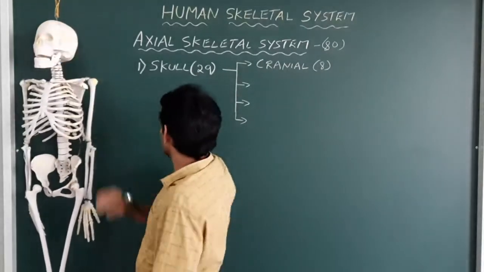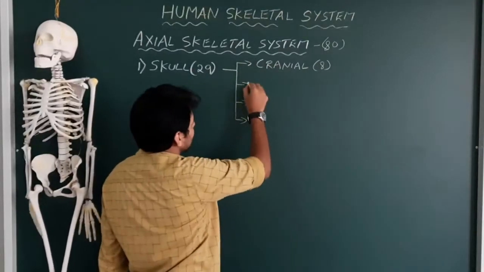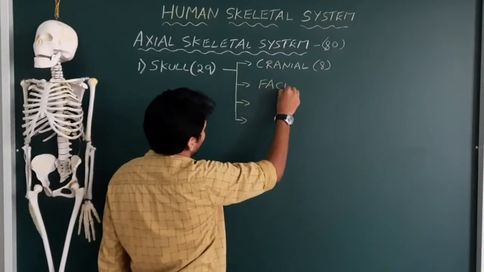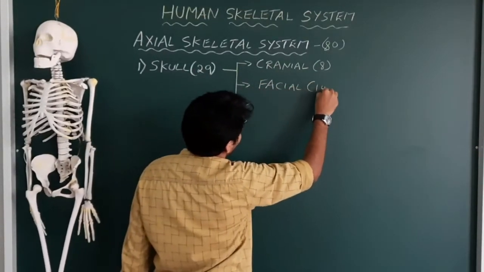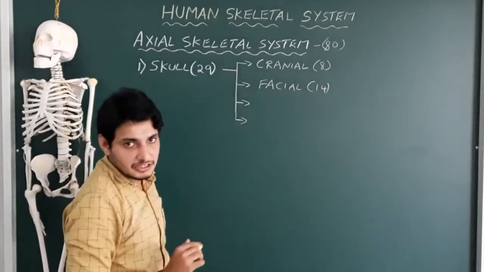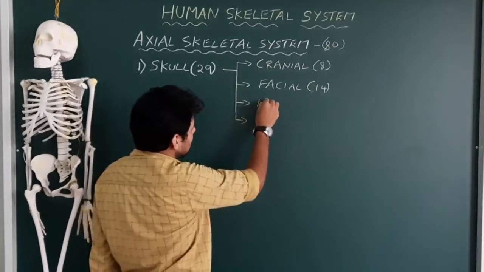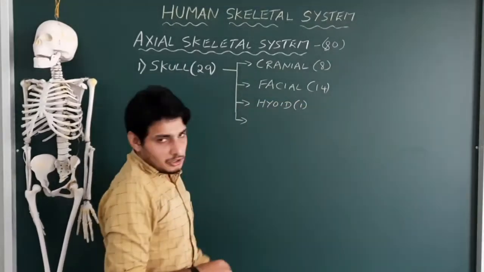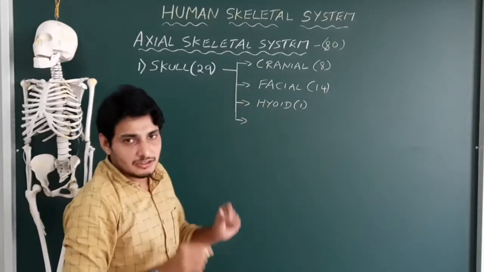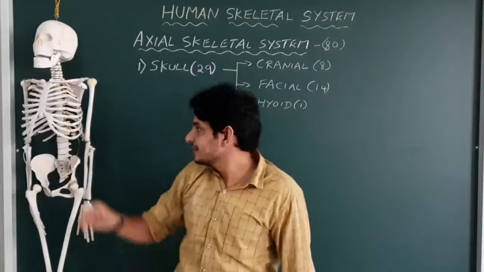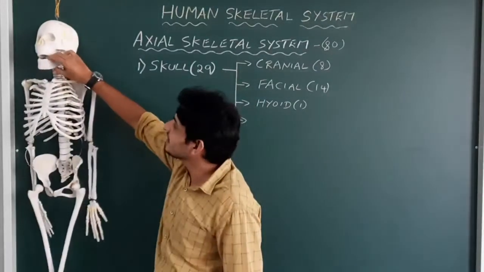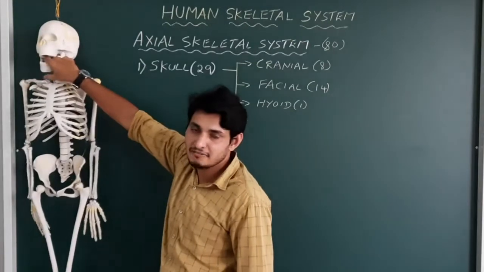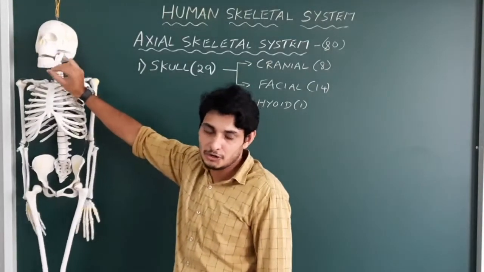It's very easy. So we write facial. How many bones are there in the facial part? We have 14 bones. The next one is the bone that gives support to the tongue, called the hyoid. There is only one hyoid bone. Obviously this skeleton doesn't have any tongue, but somewhere in the buccal cavity the hyoid bone is there. Got it? Okay, fine.